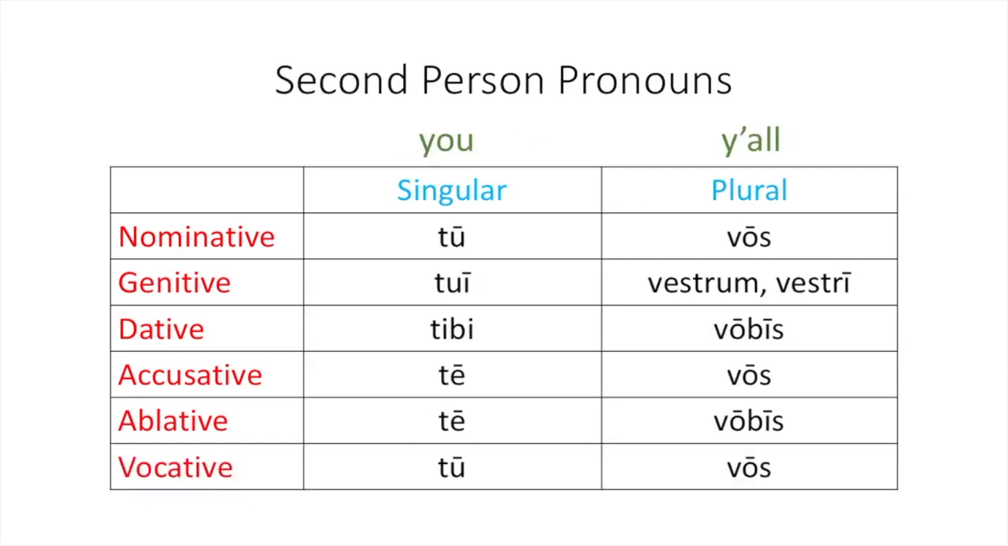So the second person does have vocative. In fact, the vocative is used fairly often, and the vocative is the same as the nominative. Nominative singular is tu, genitive tui, dative tibi, accusative te, ablative te, vocative tu. In the plural, vos. Vestrum or vestri, again, we have 2 possible forms for genitive plural. Dative vobis, accusative vos, ablative vobis, and vocative plural is vos. Once you've copied these down, you can continue on to our next slide.